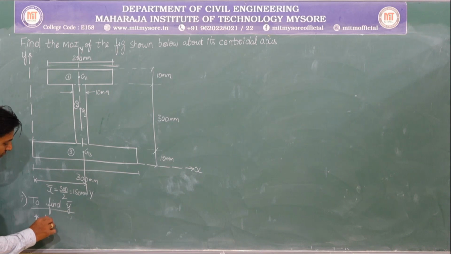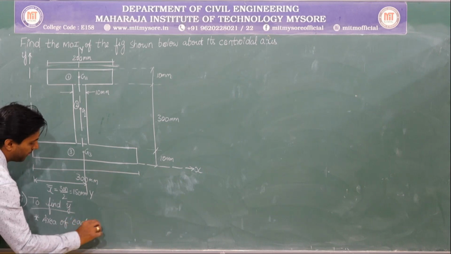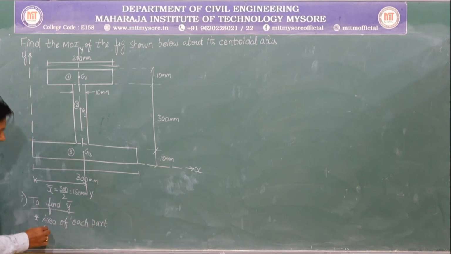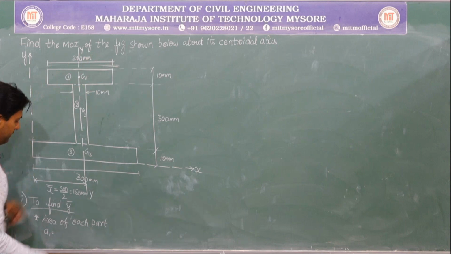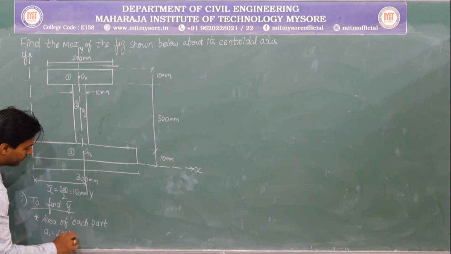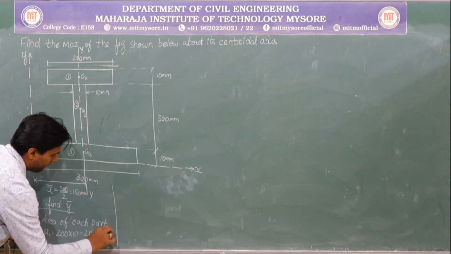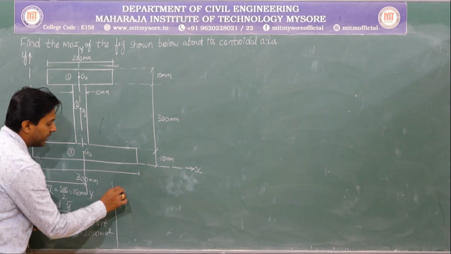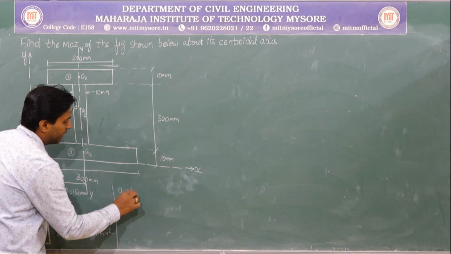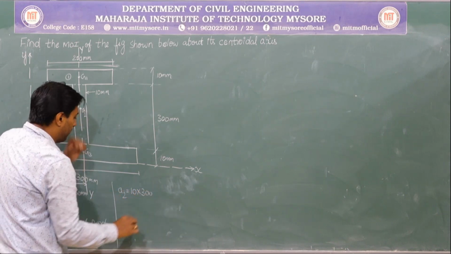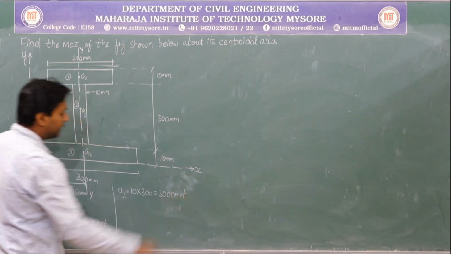So I will be calculating the area of each part, one by one. So what is A1? A1 is nothing but this 200 into 10. That is 2000 mm square. Let me go with A2. So the second diagram, it is 300 into 10, or 10 into 300. That is 3000 mm square.